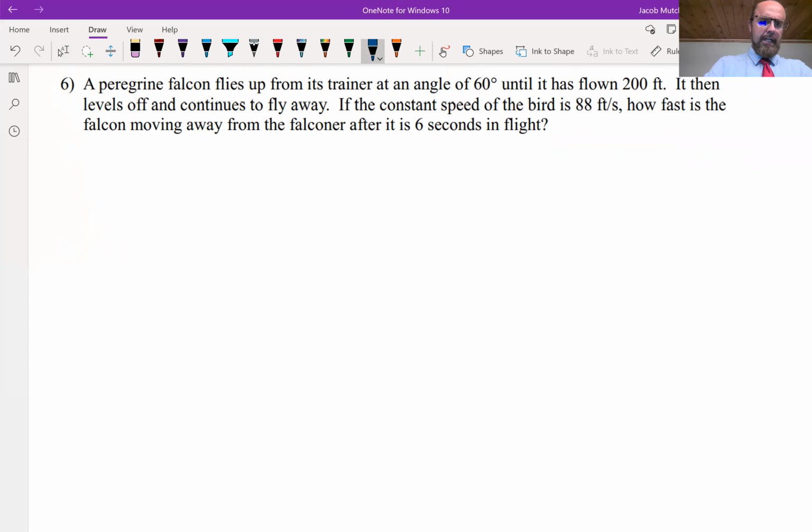So if I just draw a diagram to visualize this situation, I've got the falconer there on the ground, and initially that bird is going to fly at an angle of 60 degrees from the ground into the air, and it's going to fly for a distance of 200 feet. That's just told to us in the paragraph. At that moment, when it's flown 200 feet, it will level off. So it's going to fly parallel to the ground until it's flown for a total of 6 seconds.